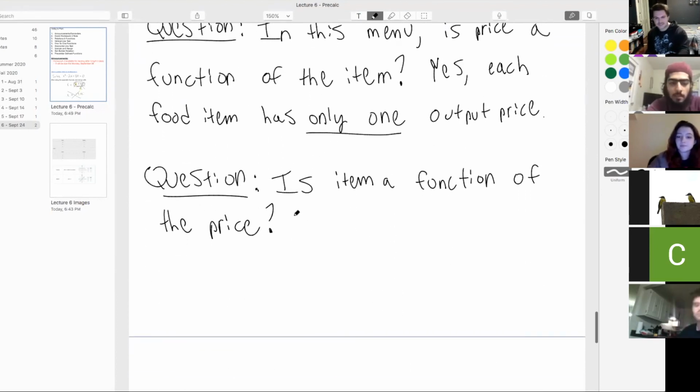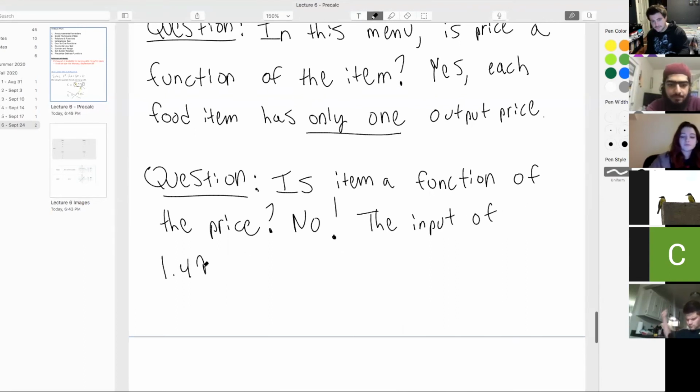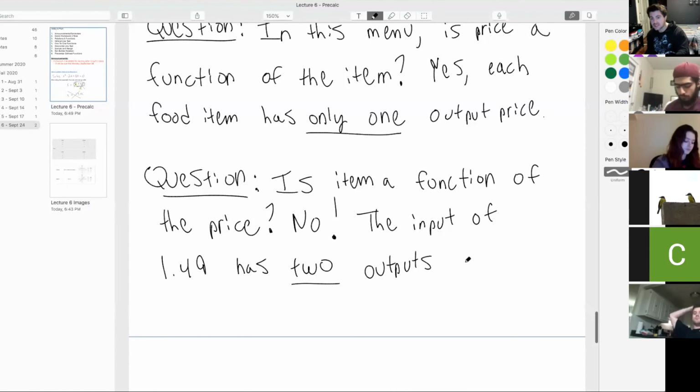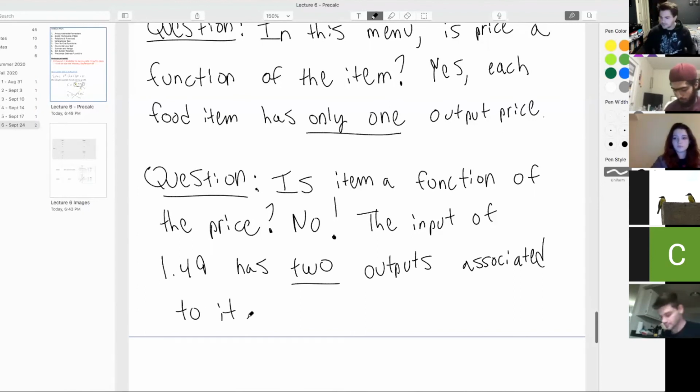Yeah, so let me explain. I'm just going to write that. The answer is no, because as Jen said, the input of $1.49 has two outputs associated with it. That violates the definition of a function. All right, very good.